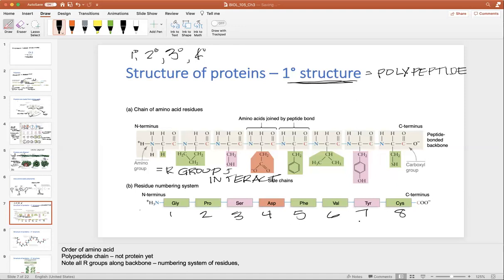Is there 8? 1, 2, 3, 4, 5, 6, 7, 8. Yeah. So if you were to number them, the first amino acid residue after the N terminus would be number 1, going all the way up to number 8.